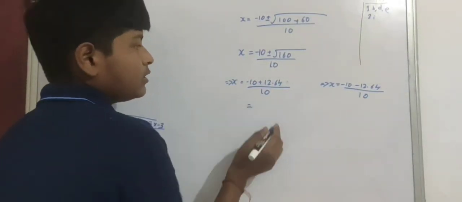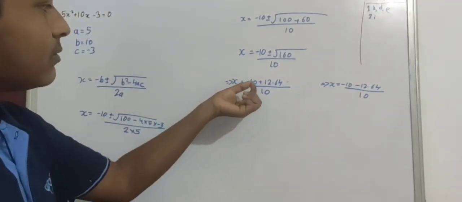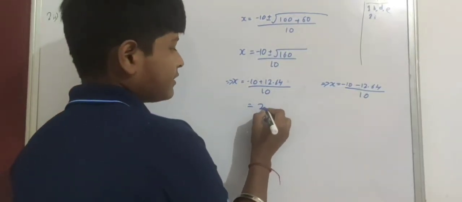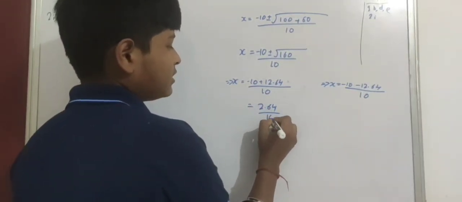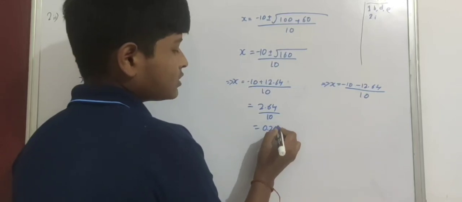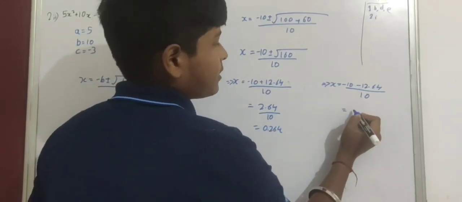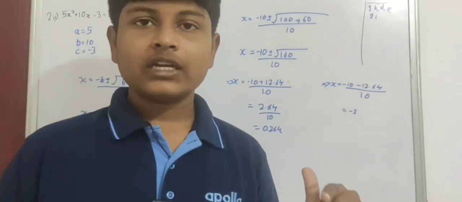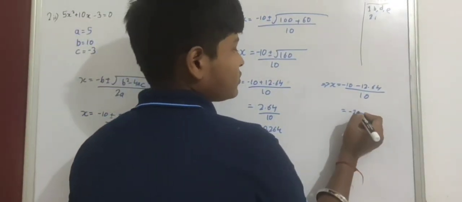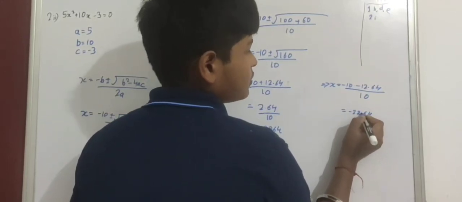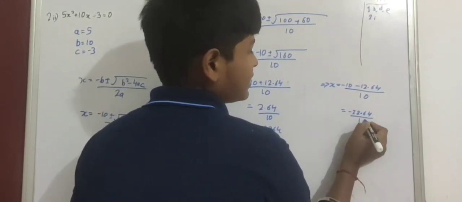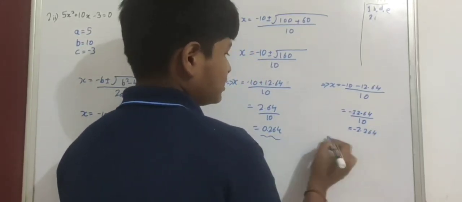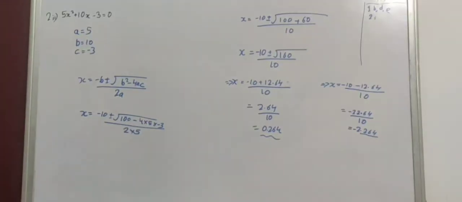So now solve it. Minus 10 and plus 12.64. So the answer we will get is 2.64 divided by 10. So this will get 0.264. Now here minus 10 and minus 12.64 will get minus 22.64. We are adding because minus and minus are the same, and this will get added. So 22.64 divided by 10, we will get this as minus 2.264. So we have two roots, and these are your final answer.